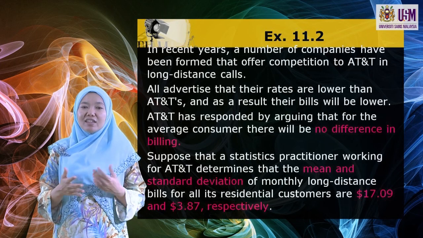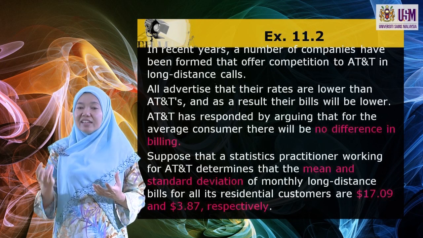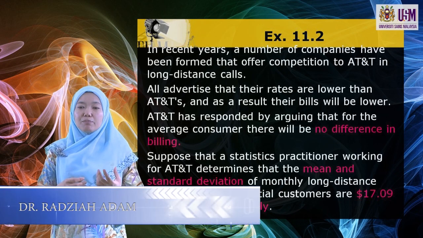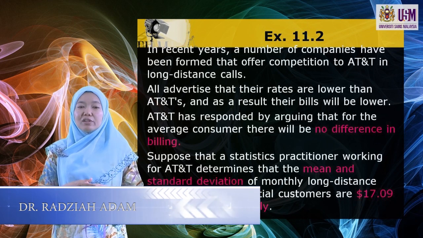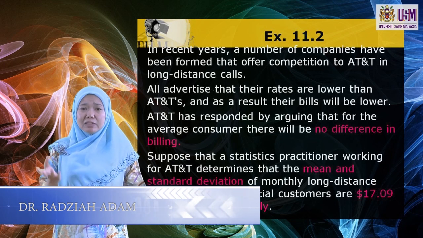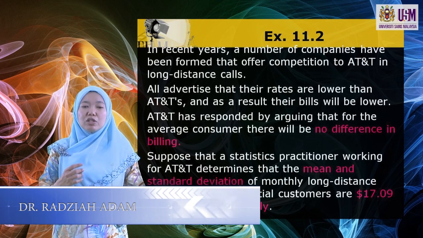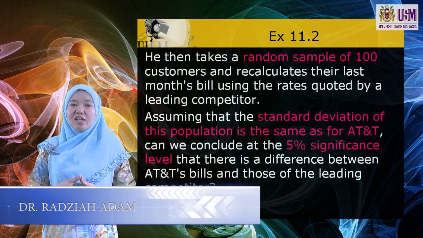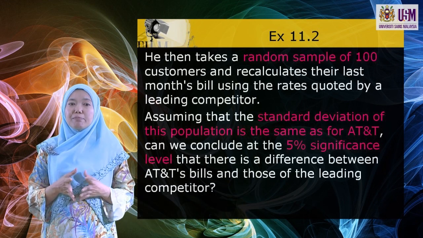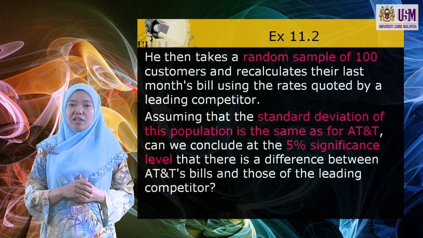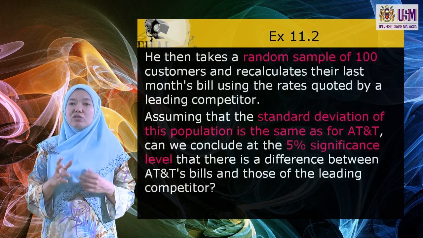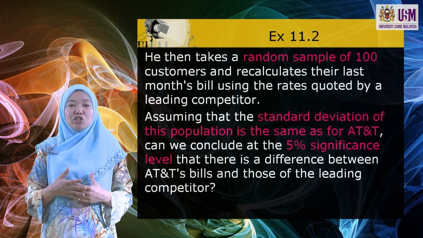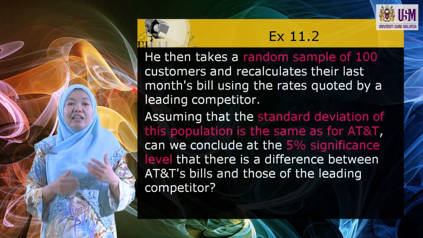Suppose that a statistics practitioner, that means it can be you or me, working for AT&T, determines that the mean and standard deviation of monthly long distance bills for all its residential customers are $17.09 and $3.87 respectively. So the mean is 17.09, standard deviation is 3.87. In order to do the hypothesis testing, the statistics practitioner then takes a random sample of 100 customers, so n equals 100, and recalculates their last month's bills using the rate quoted by the leading competitors.